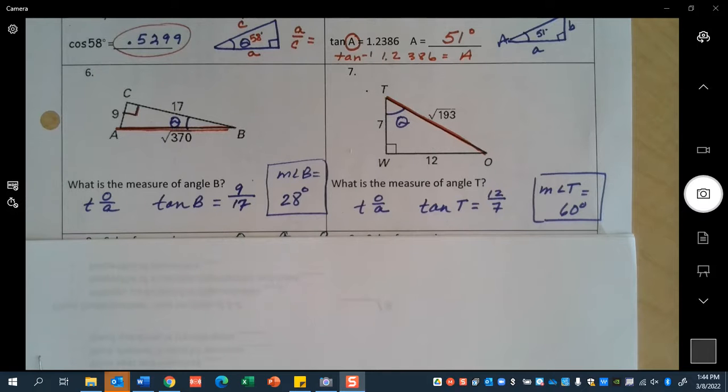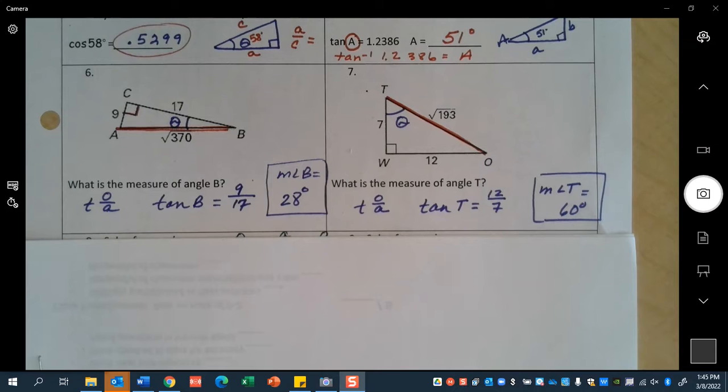Alexandra could have used cosine. Why does it not matter whether I use sine, cosine, or tangent? Why can we use any one of those three? How come? You're given all the side numbers. Yeah, so we're given each side length. I have for this theta, my opposite, I have my adjacent, and I have my hypotenuse.